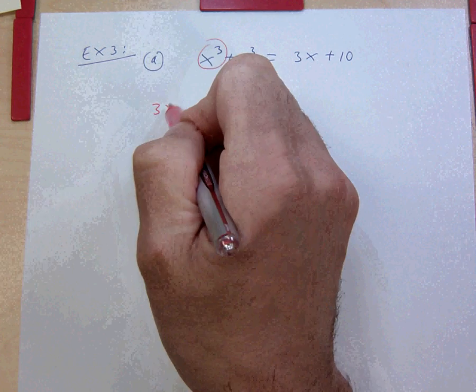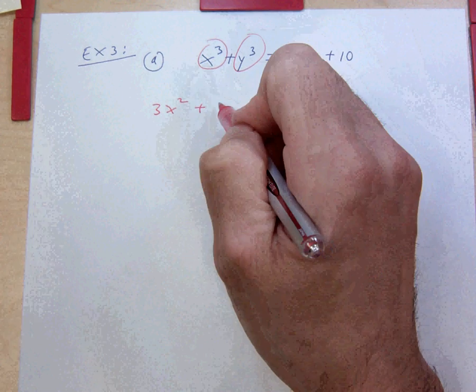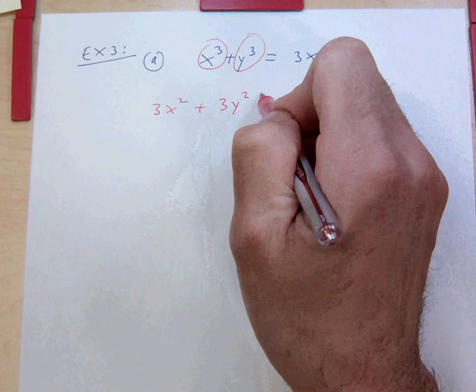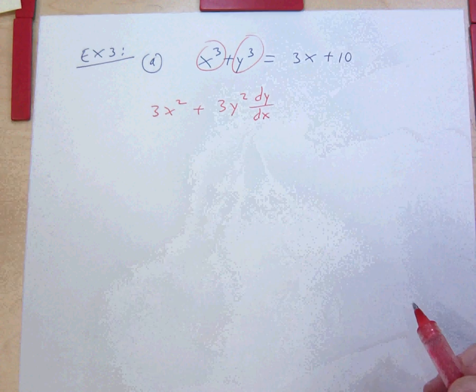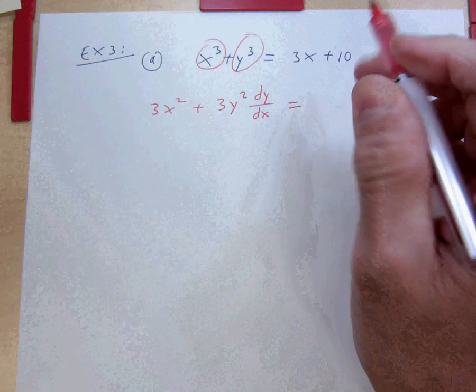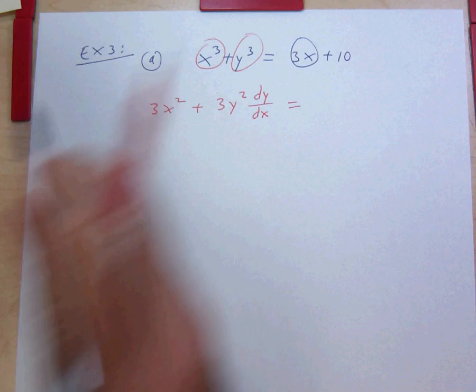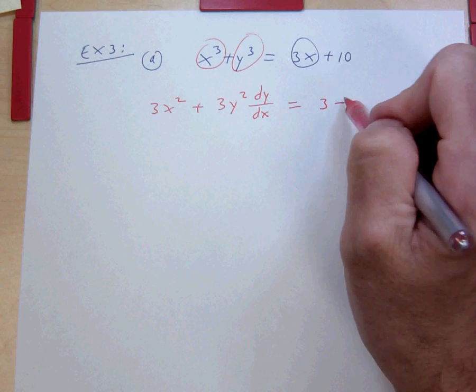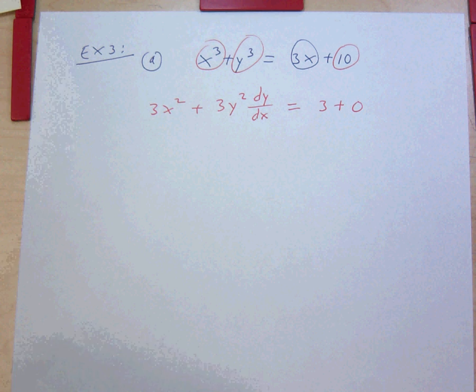3x squared, okay, plus, now I'm going to take the derivative of that. What is it, Frank? Okay, 3y squared, good. And then you got to multiply by dy over dx. Everybody with me? Okay, equals. I'll let somebody else do the other side. Trevor. Now I got to take the derivative of this. What is it? 3. And then plus, what's the derivative of that? 0. Okay, any questions on that?